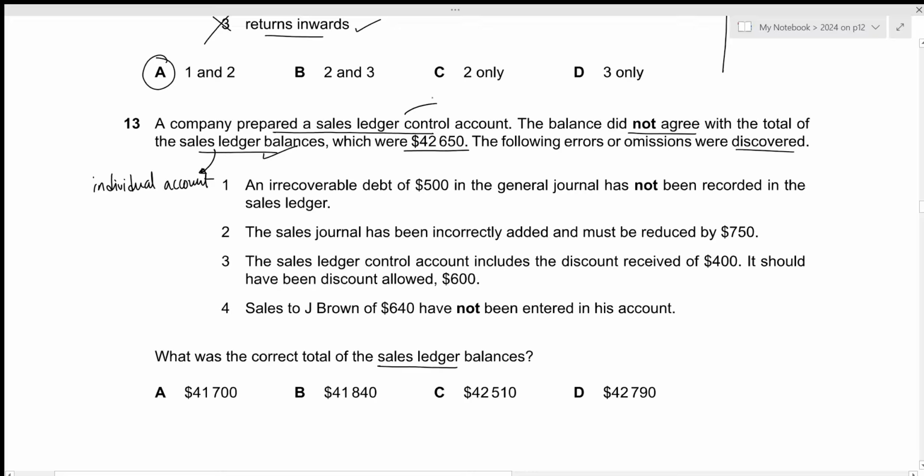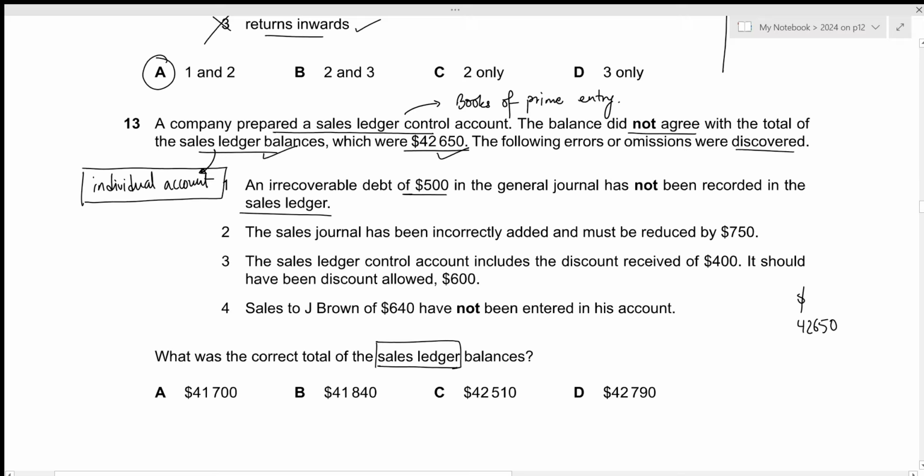A sales ledger control account is prepared by looking at the book of prime entry. So if there are any errors within the books of prime entry, those will affect the sales ledger control account. And in this case, since we are trying to figure out the correct total of the sales ledger balances, we will only be concerned with the errors within the individual account. So we can start with the given balance, 42,650.